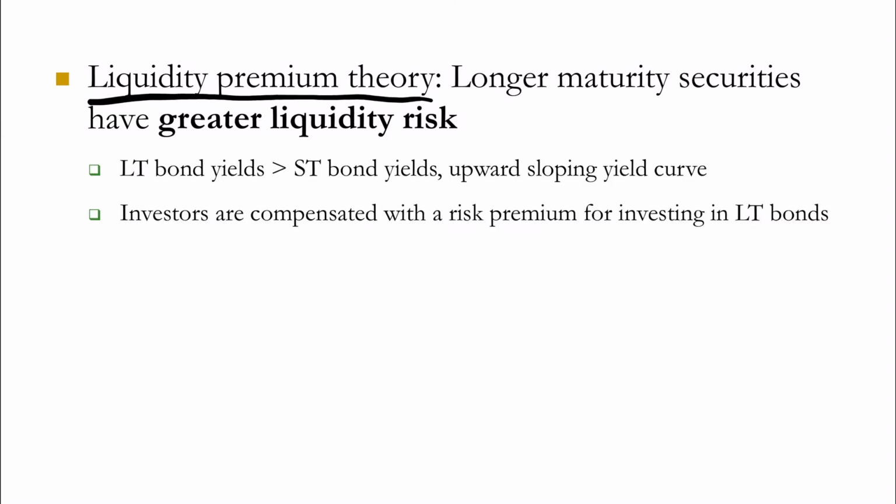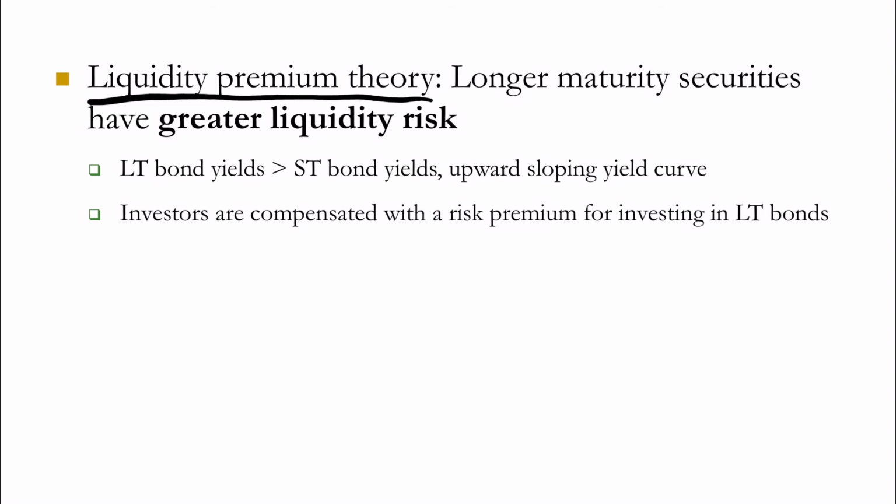You would always invest in short-term bonds if you're getting the same risk as long-term bonds, because you don't want to take on that additional risk. So the reason why it is upward sloping would be that long-term bond yields are greater than short-term bond yields because they offer an extra premium based on the liquidity of that particular security. So investors are compensated with a risk premium for investing in these long-term bonds due to the fact that these long-term bonds will probably have more liquidity risk than short-term bonds.